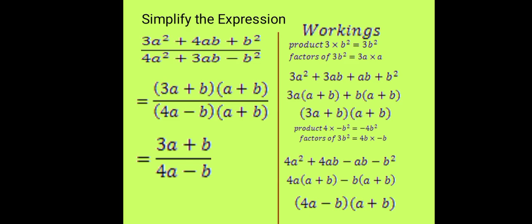Simplify the expression. Now, to simplify the expression, we shall factorize the denominator and the numerator. You can see the workings alongside how I have factorized the numerator and how I have factorized the denominator. After factorizing, you see that a plus b will cancel out for the numerator and the denominator, so that we remain with the 3a plus b all over 4a minus b.